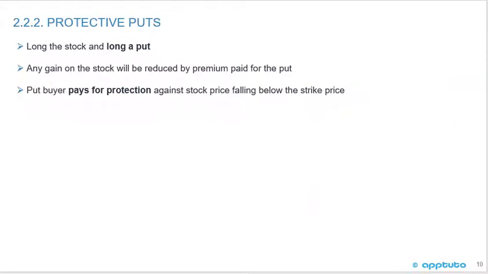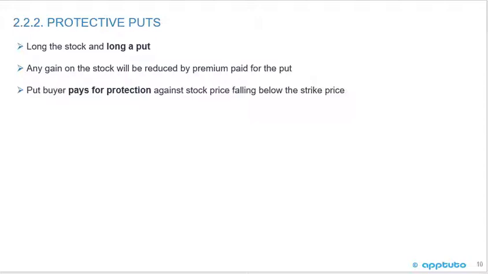Now we're moving on to the protective puts, and a protective put is when you're long the stock, you own the stock, and you're long the put. So when I buy a put, that gives me the right to sell. The right but not the obligation to sell, okay? So any gain on the stock will be reduced by the premium that I paid for the put. Now why did I buy that put? Because it's like buying insurance.